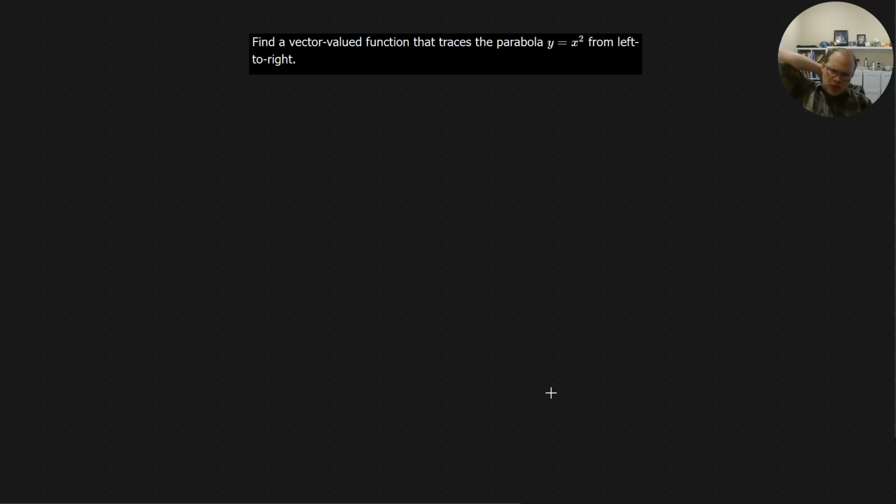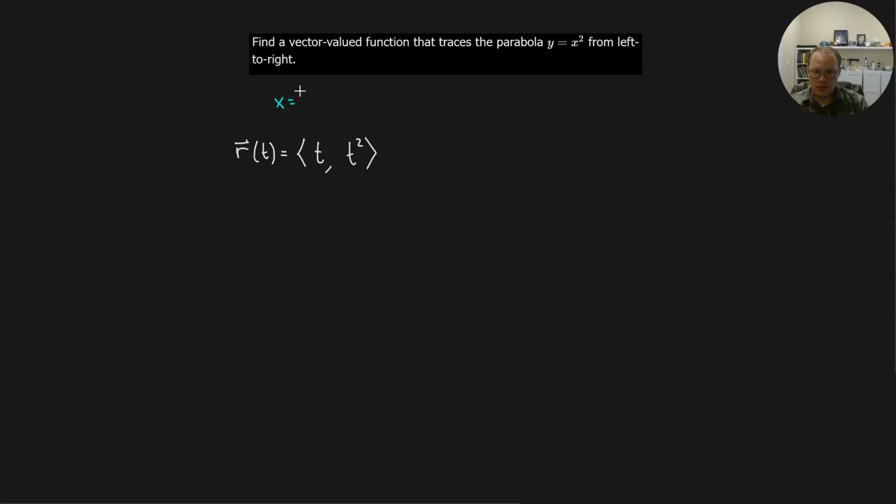This one's just a little different. We want to find a vector valued function that traces the parabola y equals x squared from left to right. Okay, so this isn't just a line, but for a problem like this, it's pretty straightforward. If you have a relationship between y and x like this, you can often just assign one variable to be equal to t. So I'm going to set my x equal to my t. Okay, and then since y is equal to x squared, my y could be t squared.